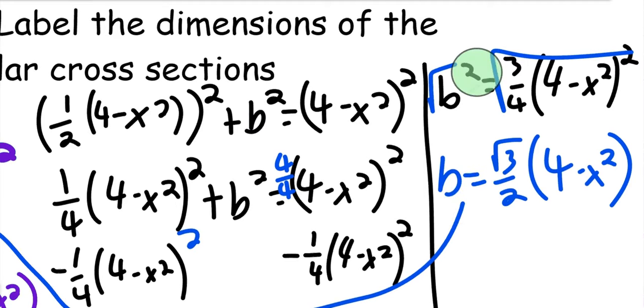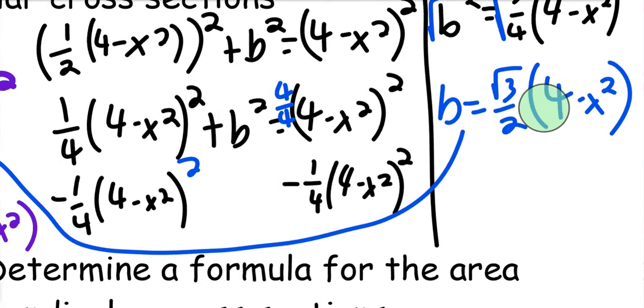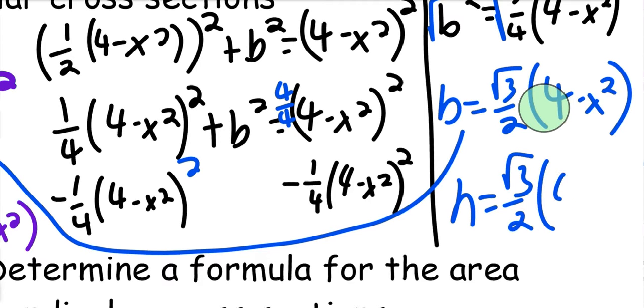So you get b squared, which is your height, is equal to 3/4 times (4 minus x squared). Take the square root of both sides to cancel the square from the b and from the right side, and then the square root of 3/4 is the square root of 3 over 2, and the square root goes away. So the height is square root of 3 over 2 times (4 minus x squared), and I'll even write that as height because we need that for the area formula of our cross section.